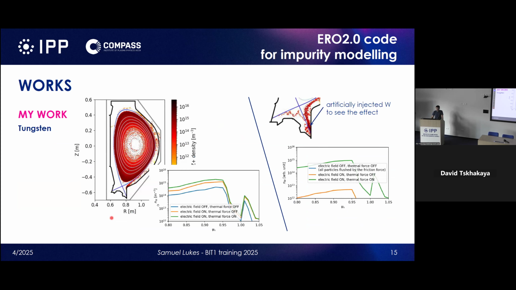So you can again see those nice density distributions, even though this is not a finished simulation. I've been at least trying to simulate the effect of the electric field or the thermal force, which you can see here from the source, somewhere at the bottom of the chamber. So how the concentration in the core changes according to the implemented physics.